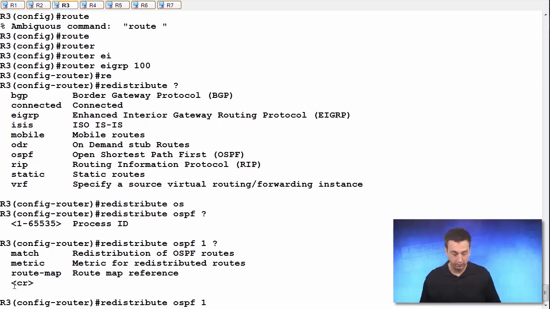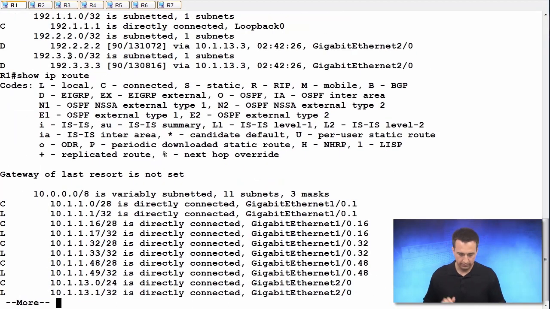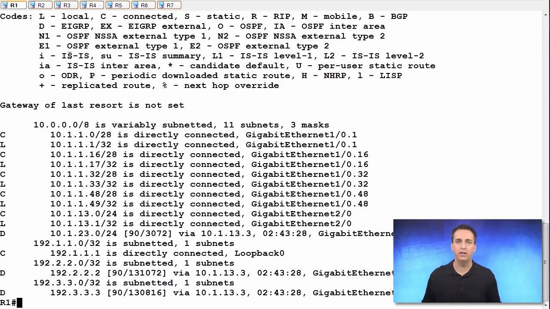Notice it says you can hit enter here. All right, done. So I've just specified I want to redistribute all of those OSPF routes that I know about in my routing table into EIGRP. Let's go to R1 for verification. And there's none. There's none. Why is that?